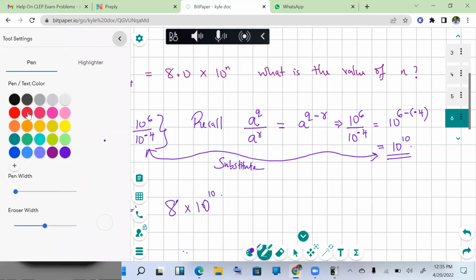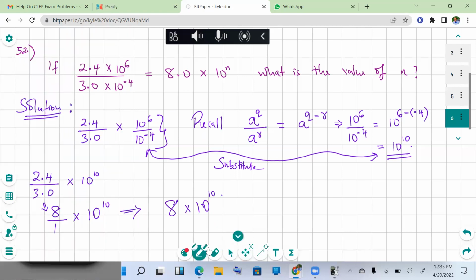And so the n that we were interested in, we just found it. It's there. It's the 10. And so our answer is going to be n equals 10, which is choice A.